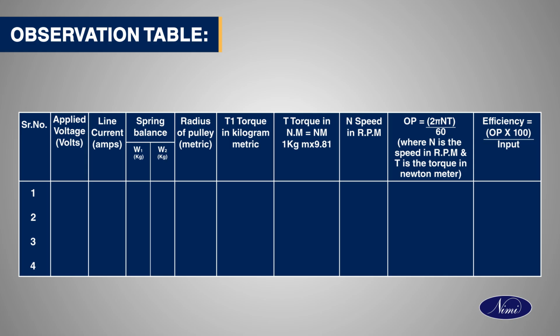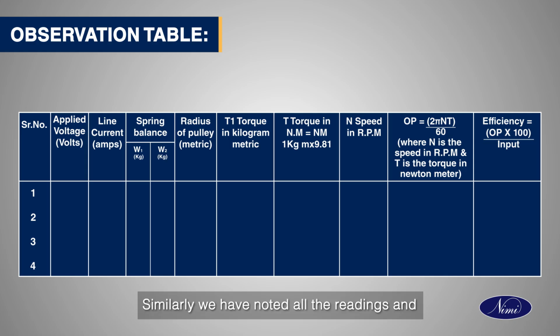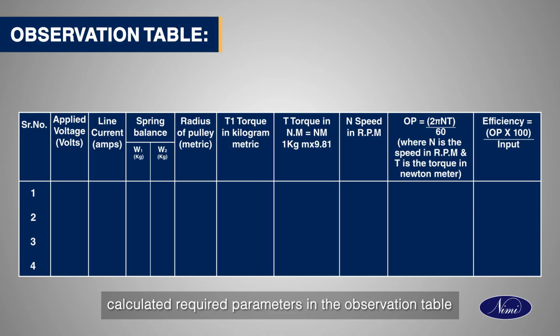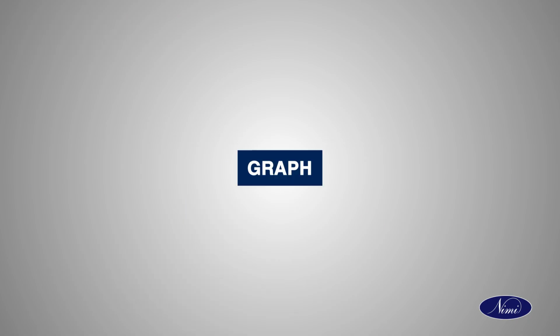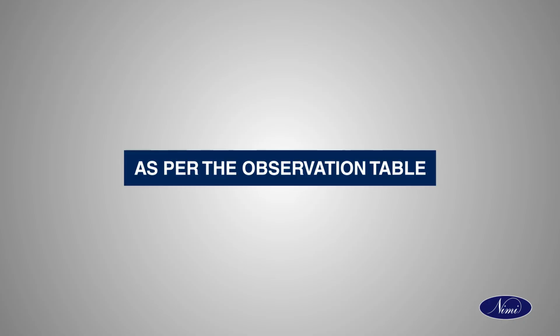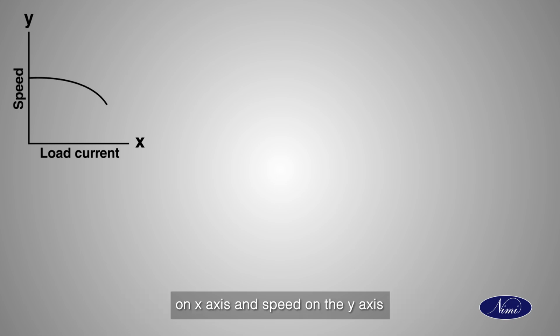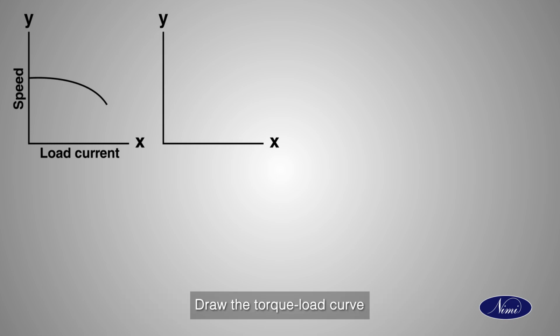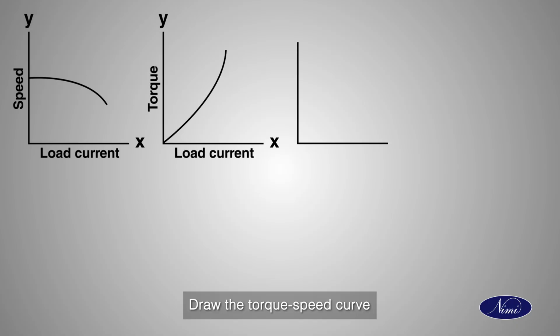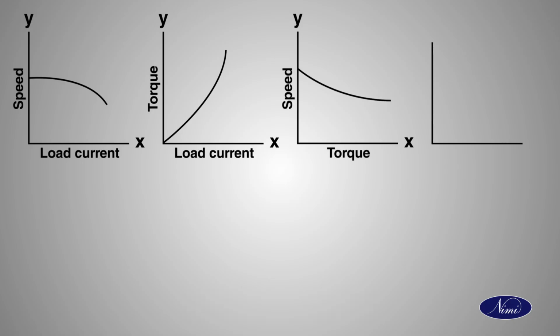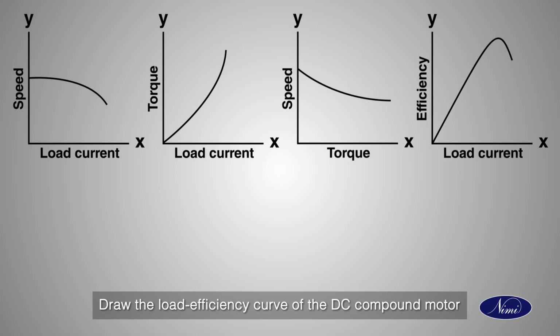Observation table. Similarly, we have noted all the readings and calculated required parameters in the observation table. Graph. As per the observation table, A. Draw the speed load curve, keeping the load current on the x-axis and speed on the y-axis. B. Draw the torque load curve. C. Draw the torque speed curve. D. Draw the load efficiency curve of the DC compound motor.